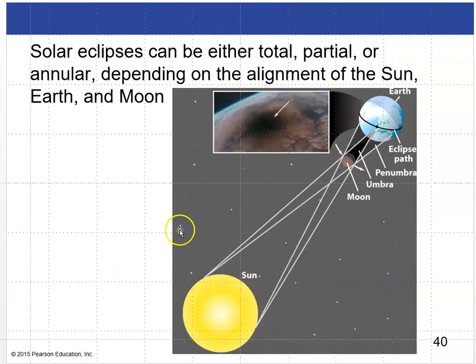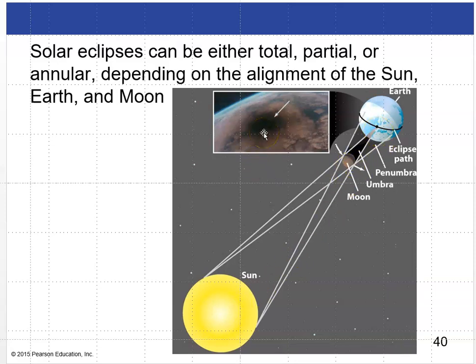Now, solar eclipses can be either total, partial, or annular. And that will depend upon the alignment of the sun, the earth, and the moon. Okay, so here's a solar eclipse. The solar eclipse occurs when the moon casts a shadow on the earth. In other words, the moon passes between the sun and the earth. The moon is much smaller than the earth, so the shadow it casts is very tiny compared to the earth's shadow. So only a very small amount of people can see a solar eclipse, and it only lasts a very short time. And what's going on here is the moon is casting a shadow on the earth.